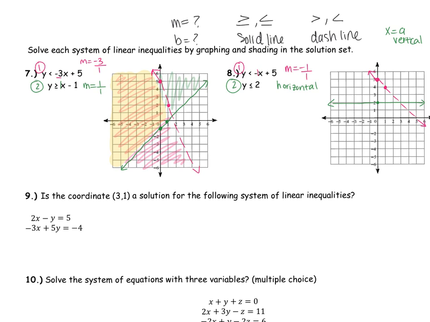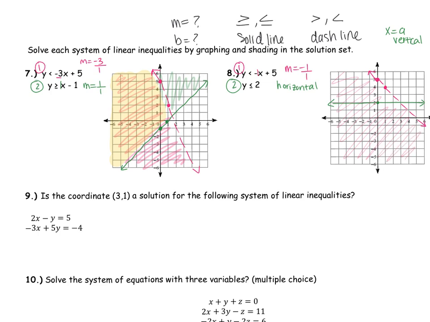For the first equation, let me see if I can get my highlighter here. So my first equation is this pink line, and it says that y is less than this equation. So if y is less than, you want to shade below the line to grab the y values that are negative. So this would be shading below that pink line.